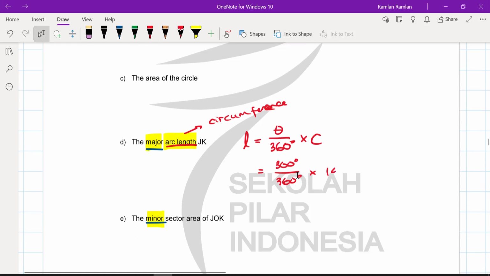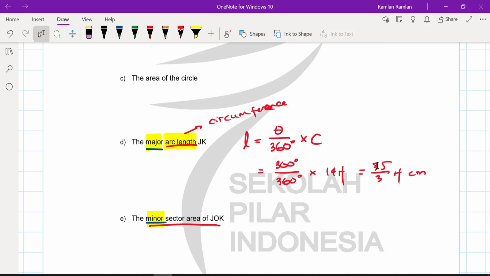So just multiply this and you will get 35 over 3 pi centimeters. Again, guys, you don't really need to change this into a decimal, because this is the exact value. Okay, the next question is the minor sector area of G.